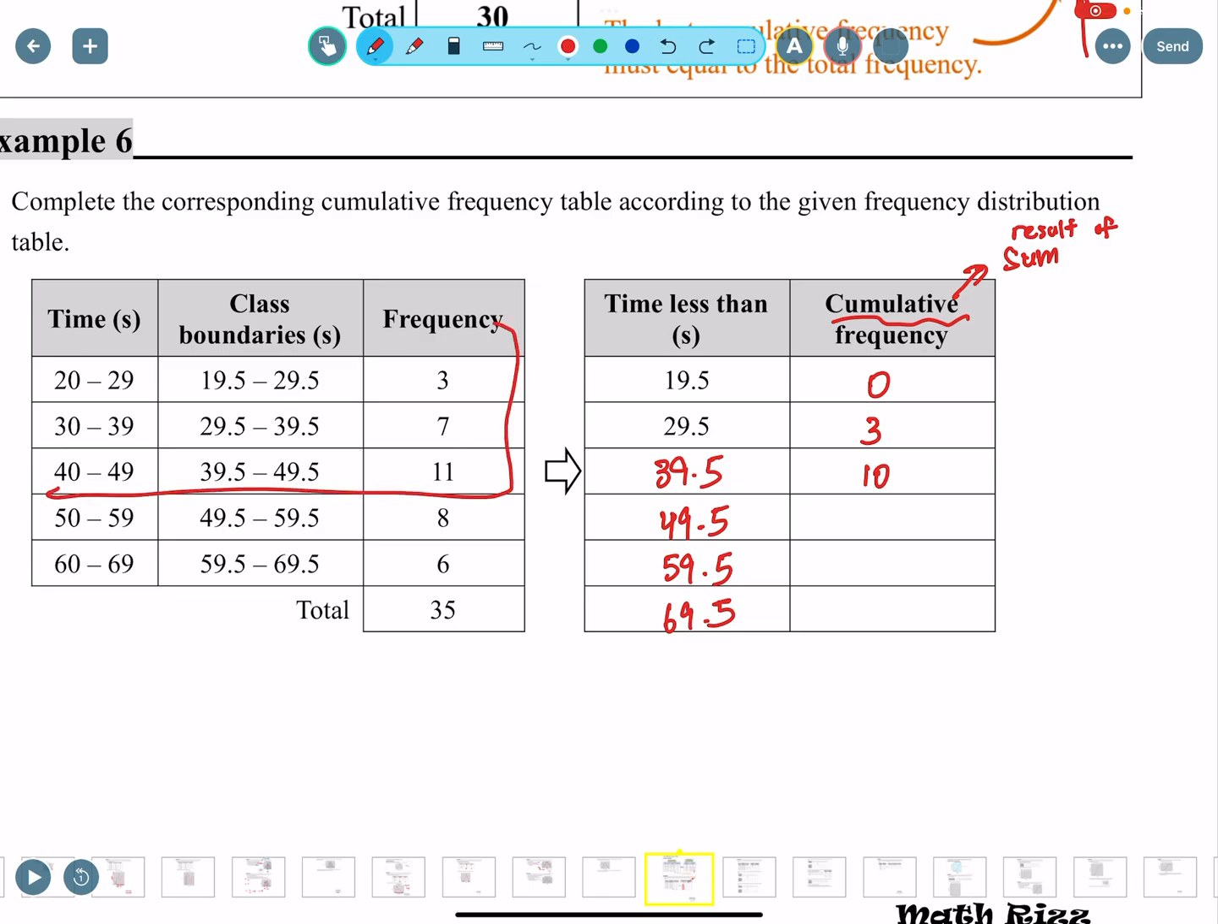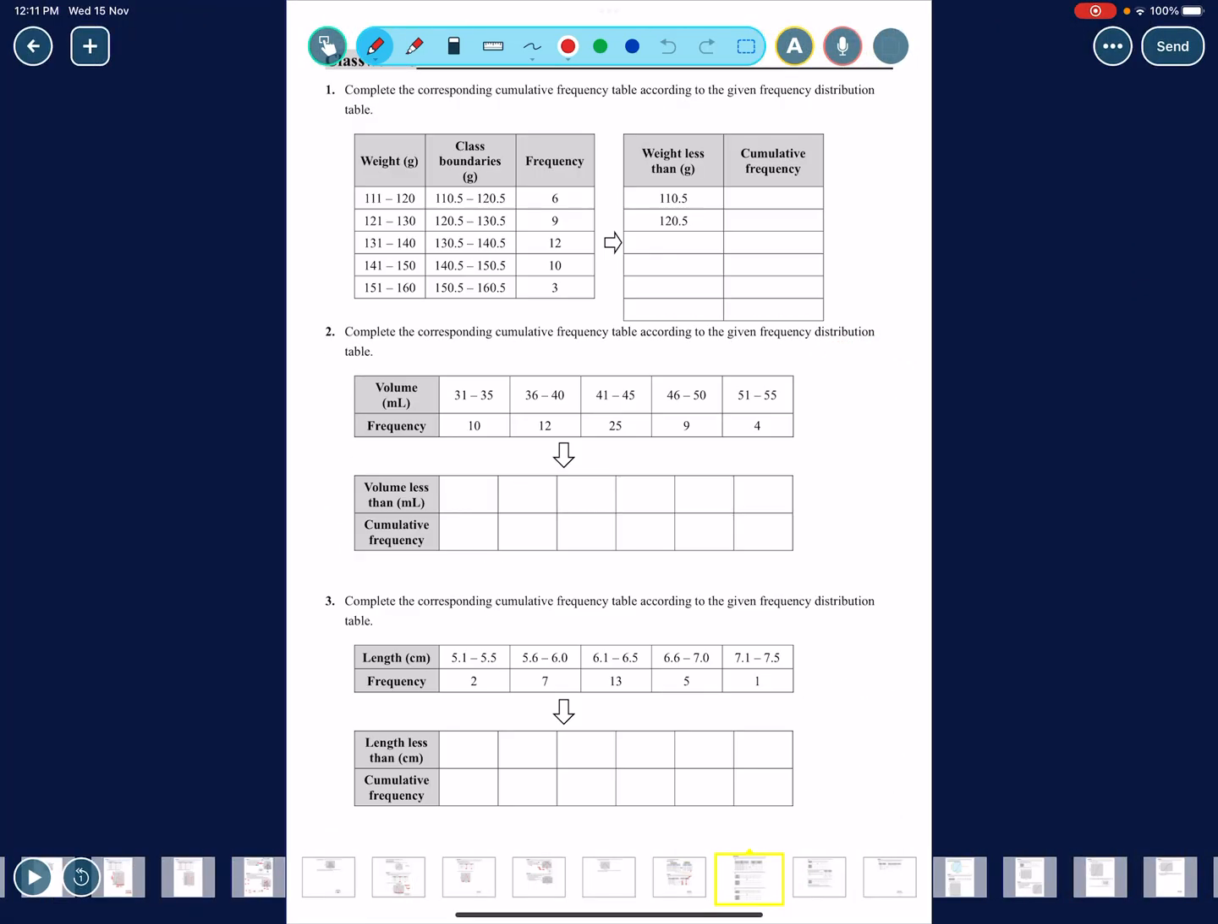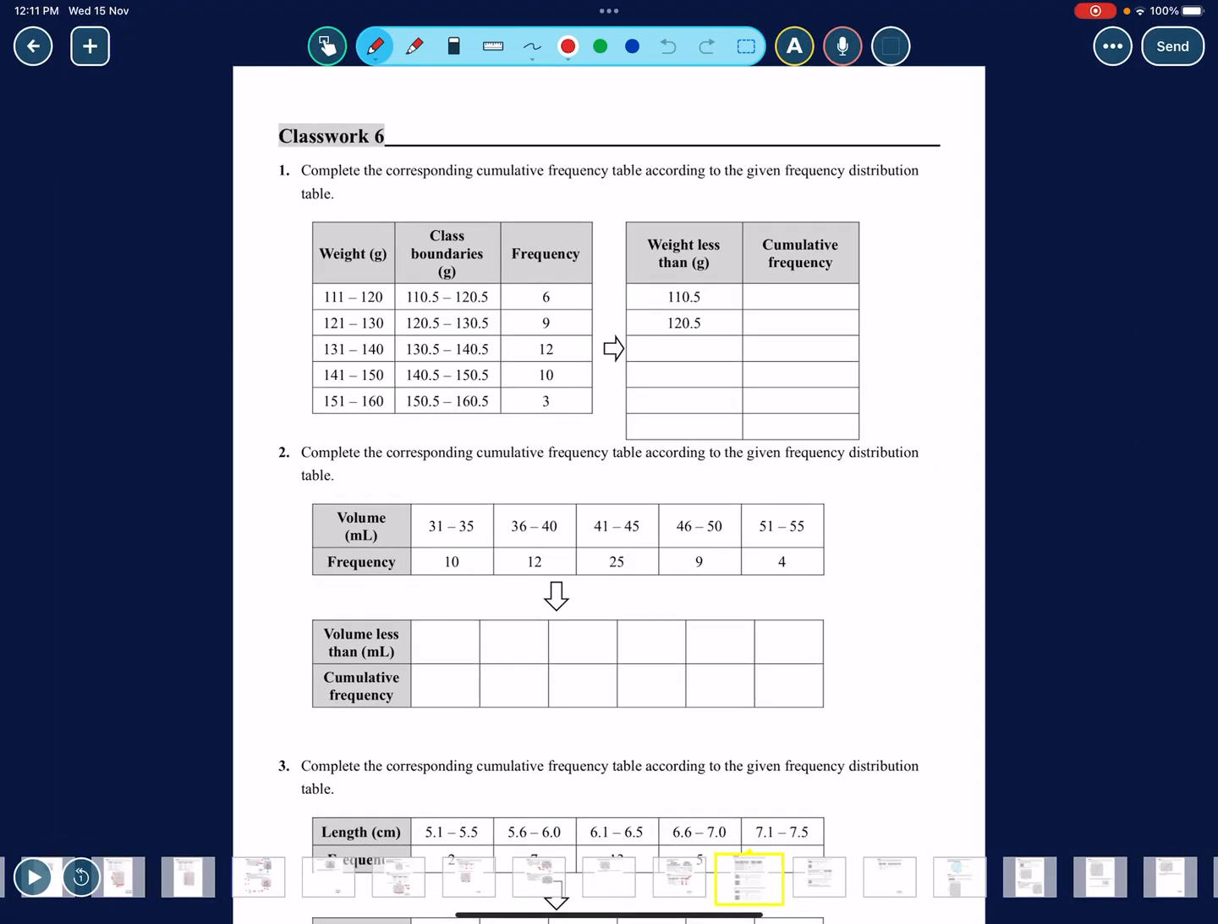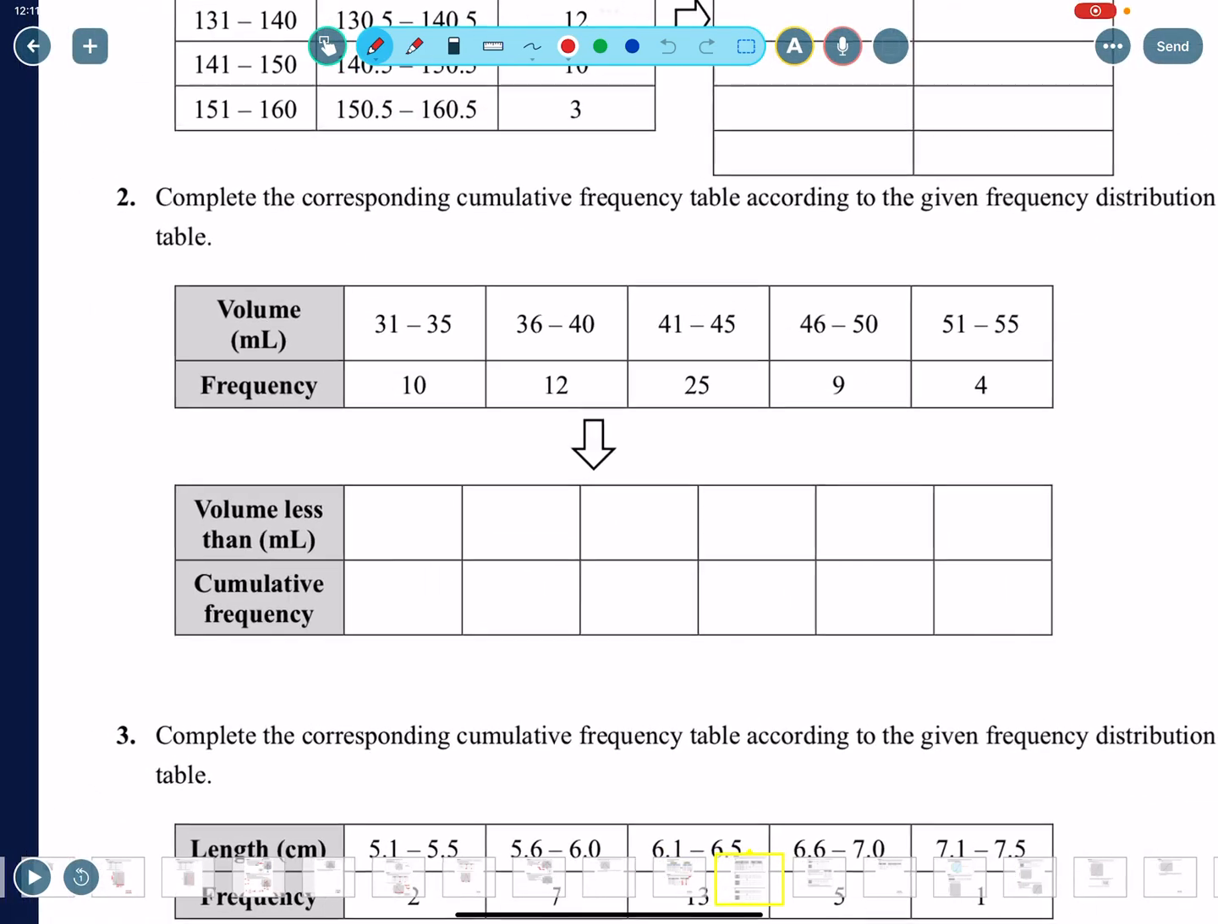So if you just read it, less than 49.5 should be these three over here. 3 plus 7 is 10. 10 plus 11 is 21. 21 plus 8 is 29. 29 plus 6 will be 35. So that's why at the final point, you're going to match up with the total of a normal frequency table. So obviously, it's more or less the same.